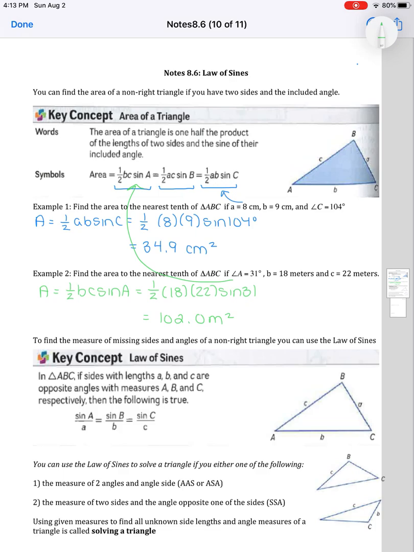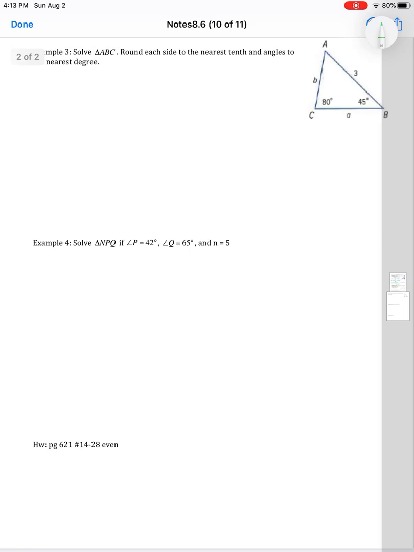So using the given measurements to find all of the unknown side lengths and angles, that's called solving the triangle, which we did in the previous lesson when we were talking about the trig and it was asking us to solve the triangle. We were finding all the missing pieces, but what we're going to be doing now is we're going to be using the law of sines to do that.